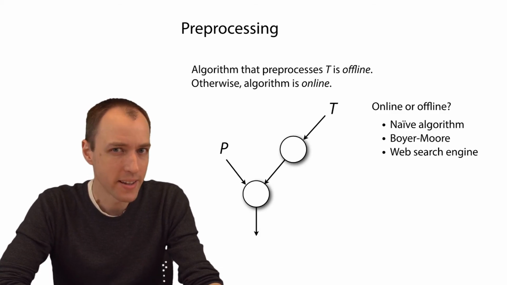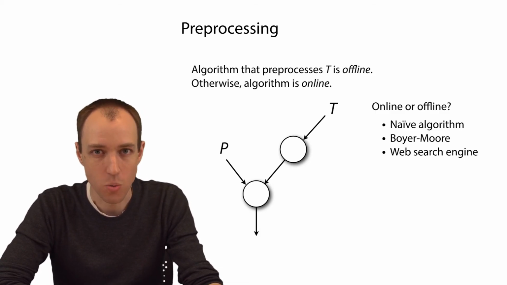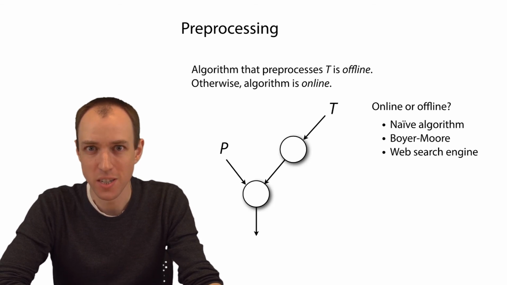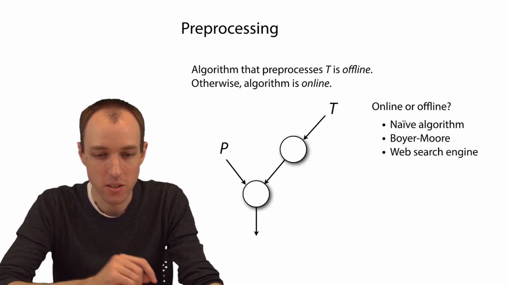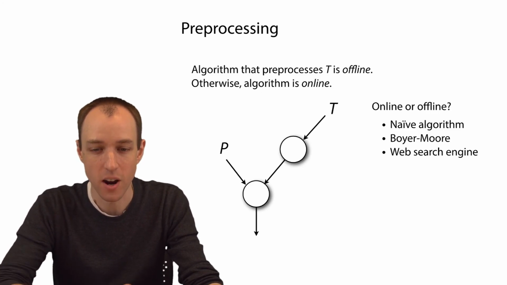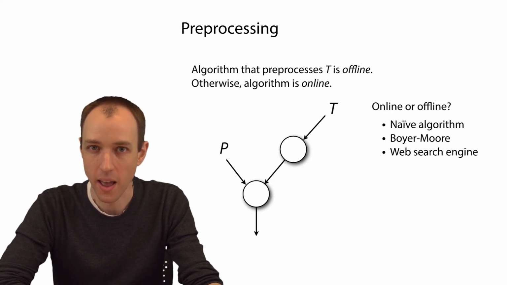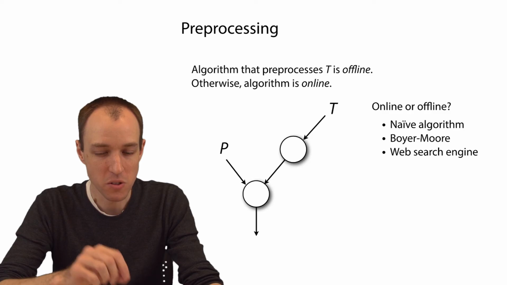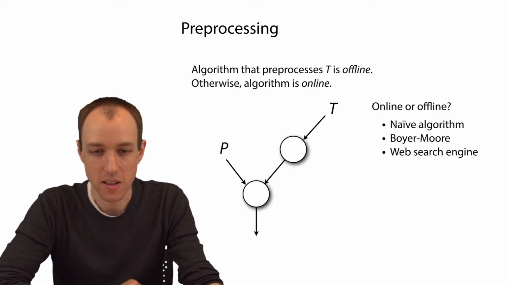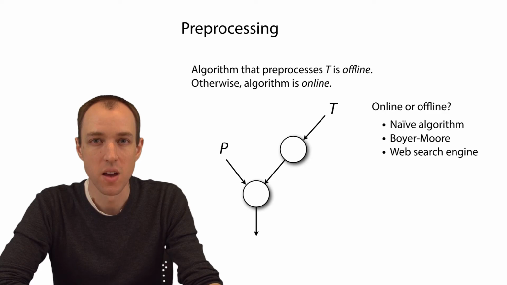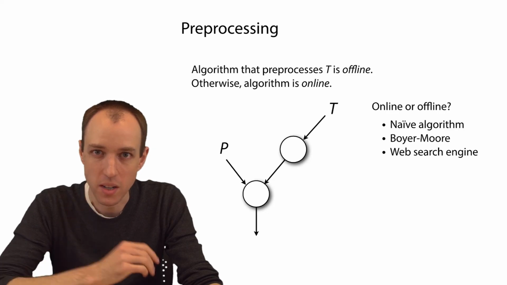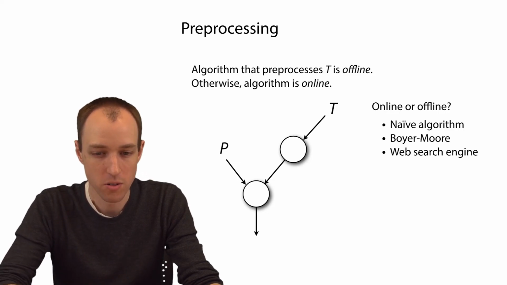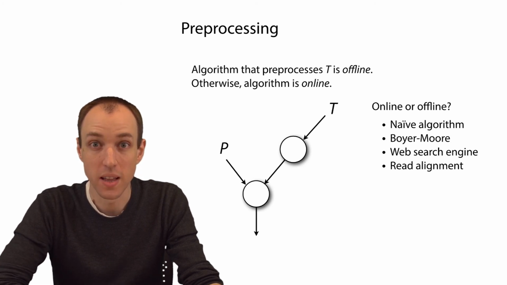In this scenario, the text T is enormous. It's the entire World Wide Web. So if the search engine didn't pre-process the World Wide Web in some way, then every time you entered a new search term and hit search, it would have to go basically scan the entire World Wide Web, and there's no way you would get a quick answer if that's what it was doing. But when we search the web, we know that we get a quick answer. We get an answer in less than a second. So it must be that the search engine has pre-processed the World Wide Web into some form that allows it to jump very quickly to the search results that you asked for. So it is offline.